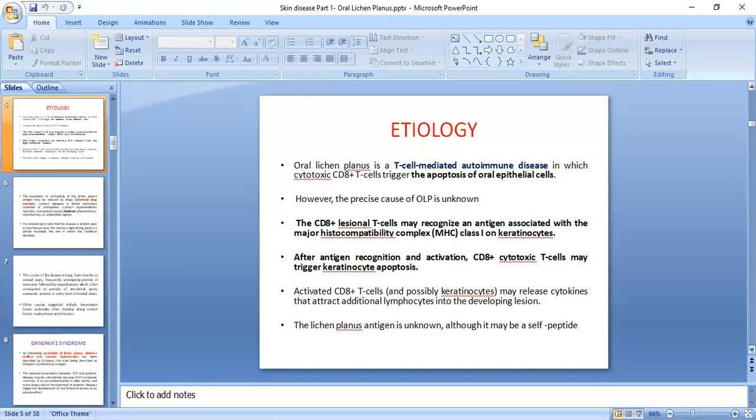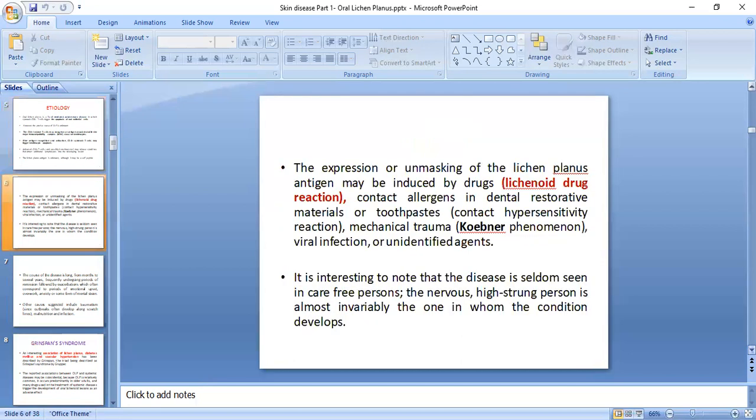After that, activated CD8 plus T cells, possibly the keratinocytes, may release cytokines that attract additional lymphocytes into the developing lesion. The lichen planus antigen is unknown, although it may be a cell peptide. The expression or unmasking of the lichen planus antigen may be induced by drugs, here we call it a lichenoid drug reaction, contact allergens in dental restorative materials or toothpaste, mechanical trauma, which is referred to as Koebner phenomenon, viral infection, or unidentified agents.